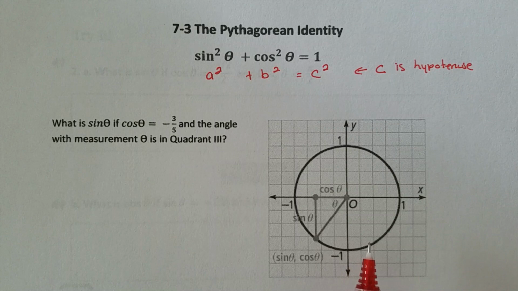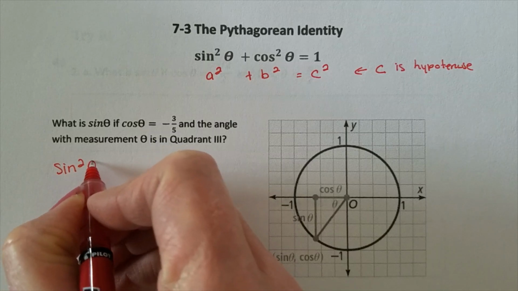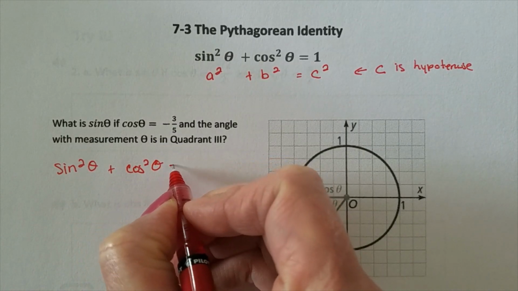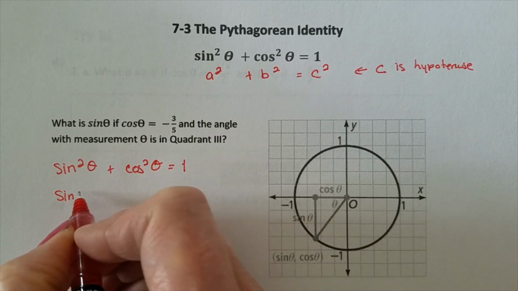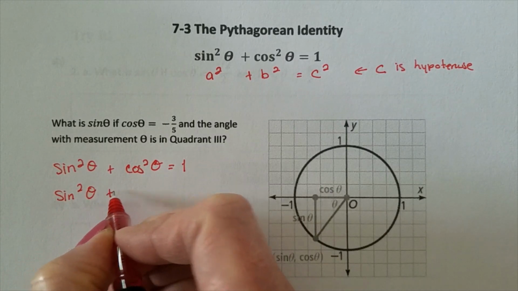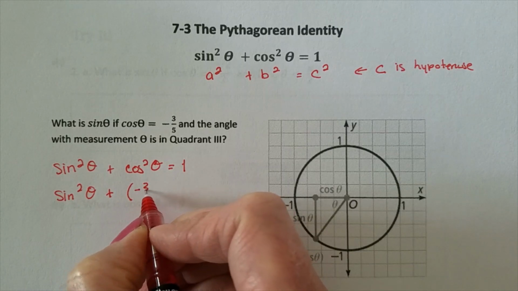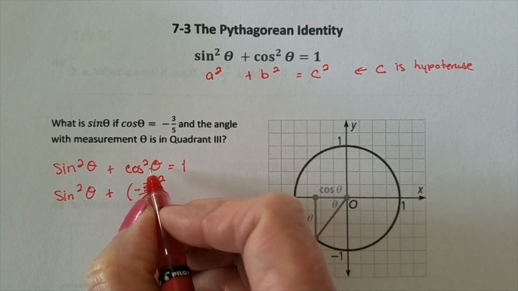So here we go. Let's apply the Pythagorean identity. We have sine squared theta plus cosine squared theta equals 1. I don't know what sine is. That's my unknown. Cosine, however, is a -3/5. So I'm going to substitute -3/5 in for cosine. Don't forget we're squaring it.